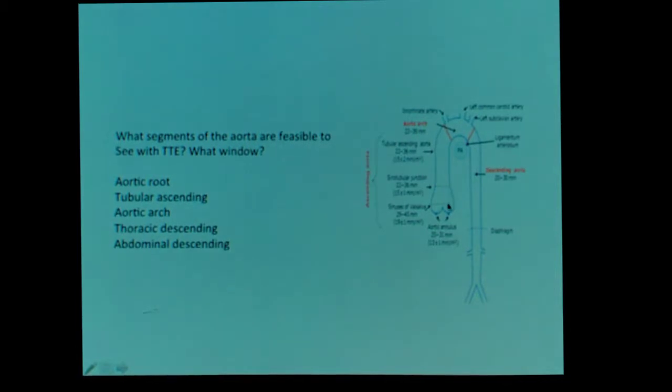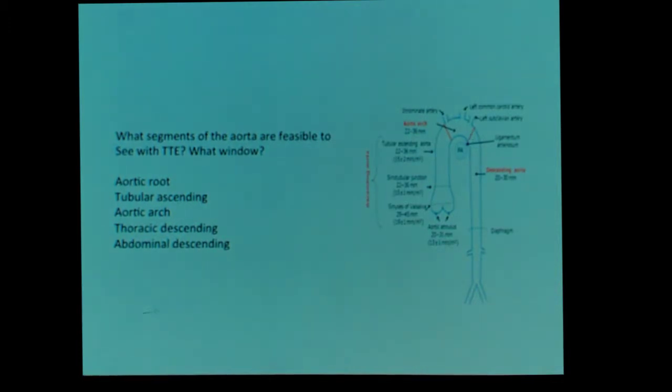This area is totally missed on transthoracic echo. The tubular ascending aorta. Now you can sometimes move one rib above to see that area, but it doesn't always work. Now this area, which is the aortic arch, you can probably see it with a suprasternal window, but not always is that window good. In intubated people, it's never good.